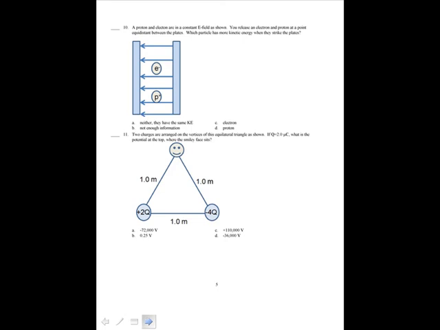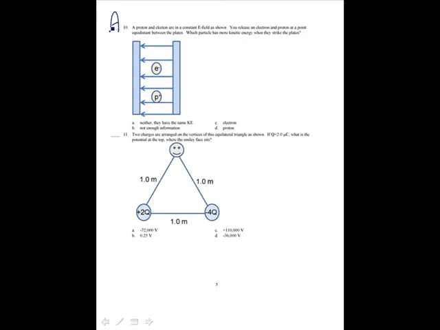Proton and electron are in a constant electric field as shown. You release an electron and a proton at a point equidistant between the plates. Which particle has more kinetic energy when they strike the plates? Alright, well, they're both going through the same change in potential, and they both have the same charge, so they both have the same kinetic energy. That is A.